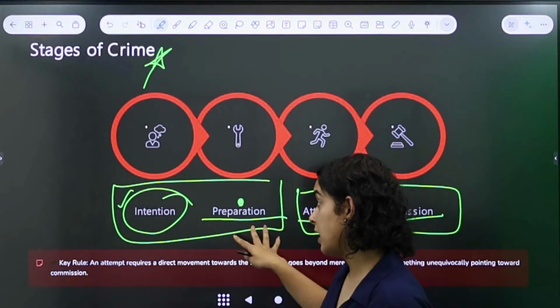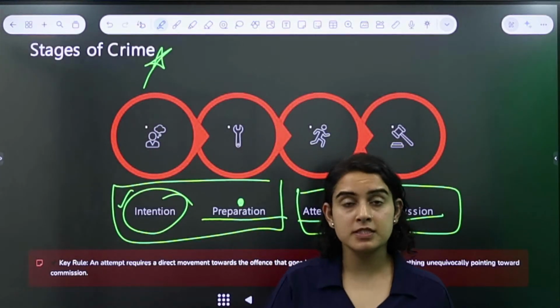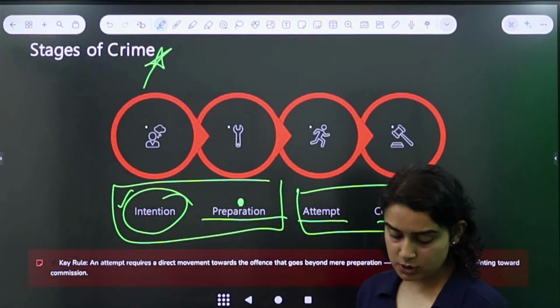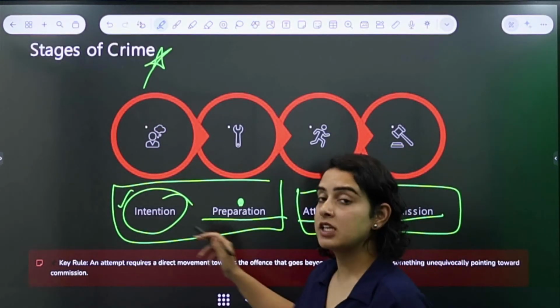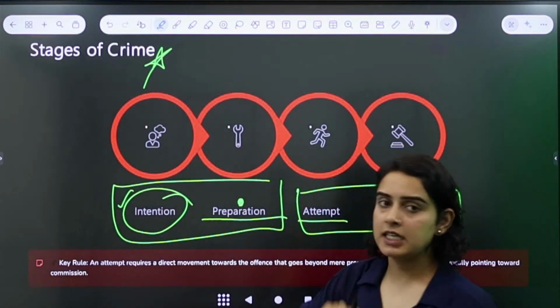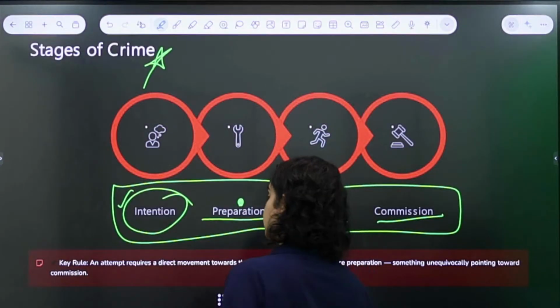If someone is preparing, someone is arranging for weapons, it shows that this person had an intention. So if you have such an application based question, it will reflect that okay, there was an intention, and if there is an intention and then an act has been done, it is a crime that has happened. Okay, moving ahead.